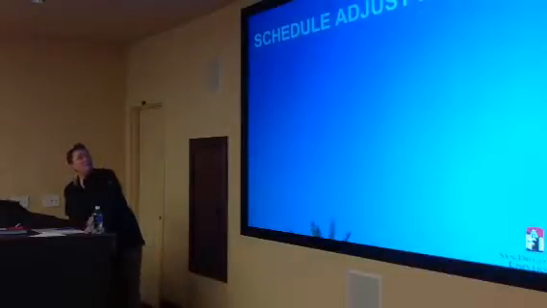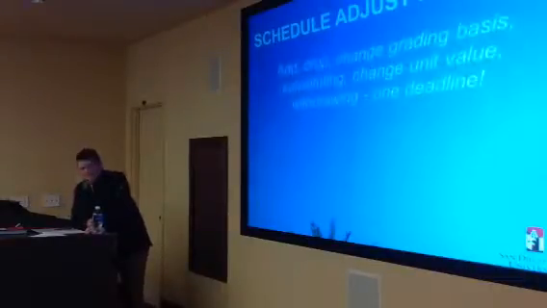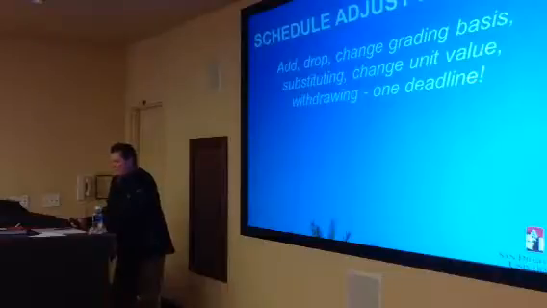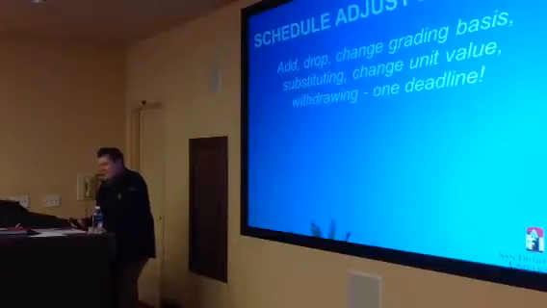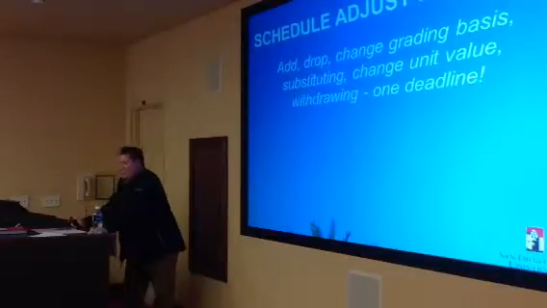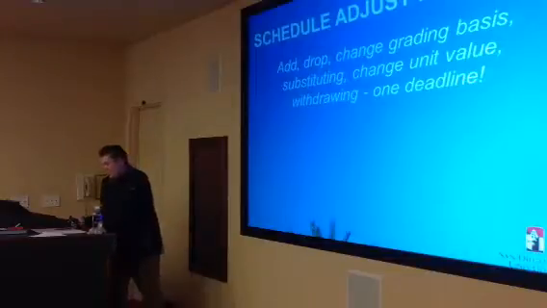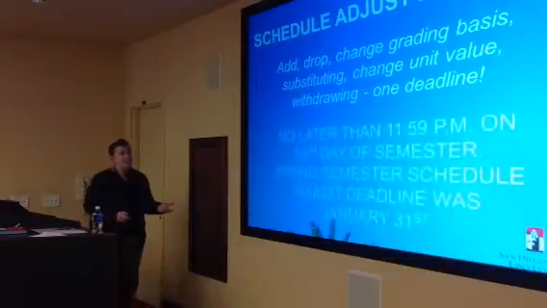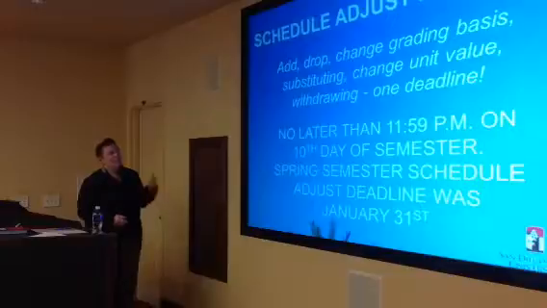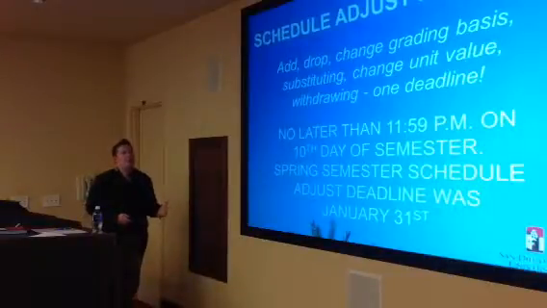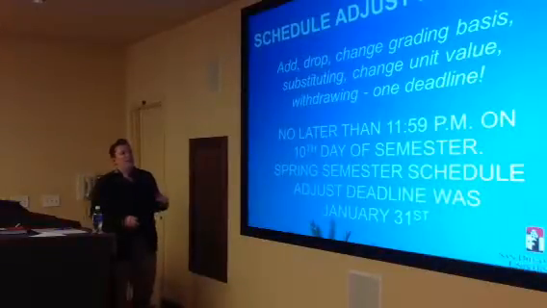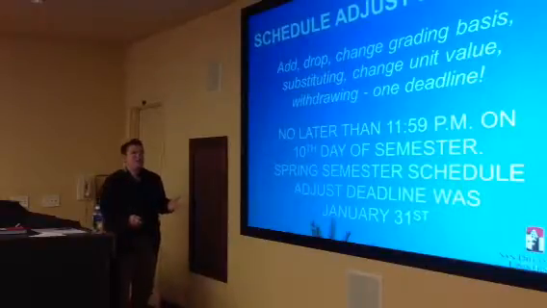All right, so this was at the very end of last week, and because I was throwing a lot of stuff at you, I just want to reiterate the schedule adjustment deadline. The reason I want to go back over it is it's a really important date, and when you're working with students, it's going to be very important to remind them of the add/drop deadline, especially our transfer students. So the last day that you can add, drop, change grading basis, substitute, change a unit value, or withdraw is one deadline, and it's no later than 11:59 on the 10th day of the semester.